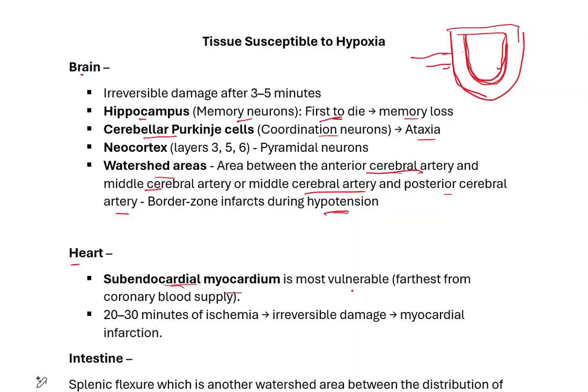So that's the area that will be very vulnerable to ischemia. Can somebody tell us what EKG changes you're going to see if somebody has subendocardial ischemia? Very good. You're going to see ST depression, as opposed to if they have a transmural infarction, then you can see ST elevation. And in the heart, between 20 to 30 minutes of ischemia, you start seeing irreversible damage, and that could lead to myocardial infarction. So it's always time is money in hypoxia.